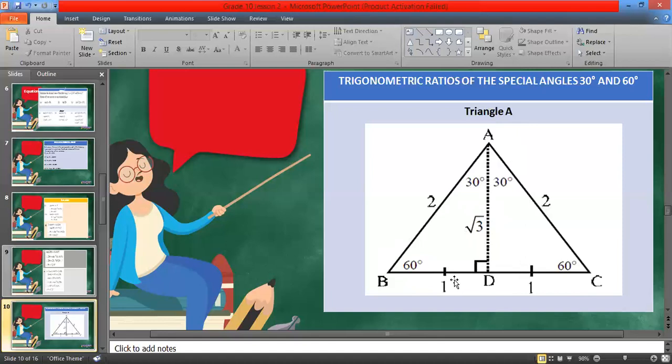In case you need to find sine 30 degrees, it will be opposite 1 over hypotenuse. Remember, sine is opposite over hypotenuse. So 1 over 2. So sine 30 is 1 over 2, which is half. Also, we said cos 60 is half. So sine 30 is equal to cos 60, which are both half.